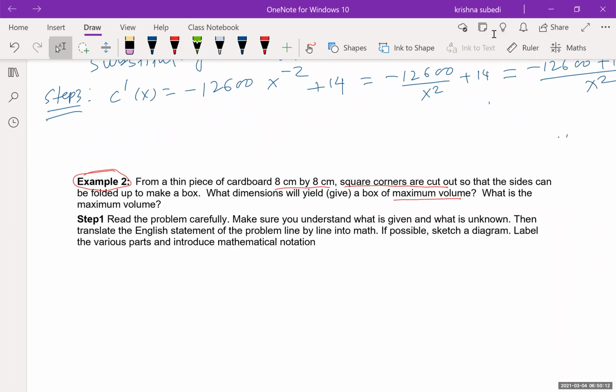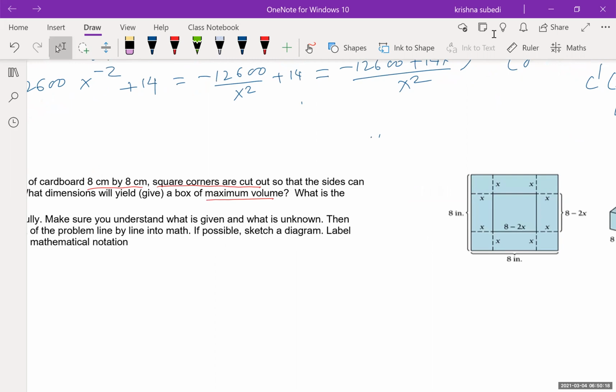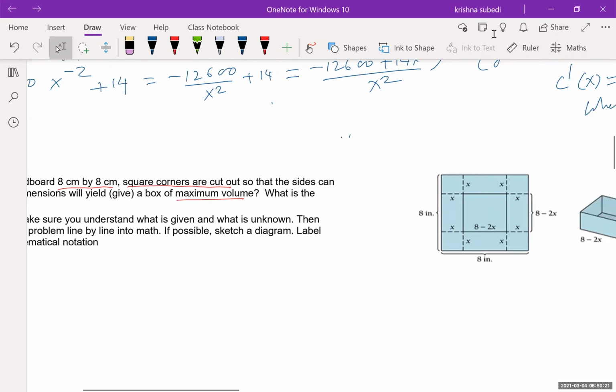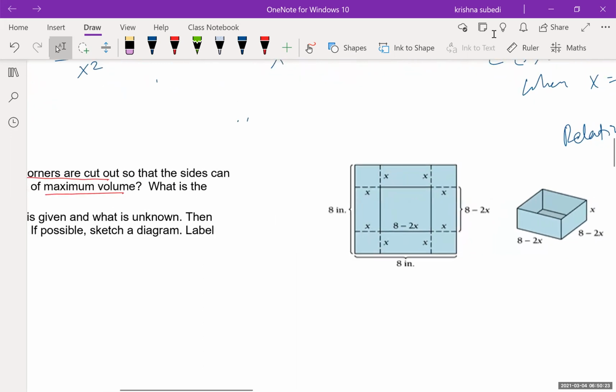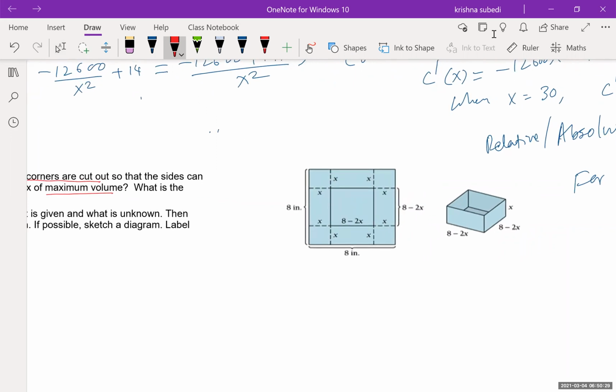Let's draw the diagram according to the information given in example 2. I believe you have already drawn the diagram, so check whether your diagram is like this. Remember, we are given a cardboard of 8 centimeter by 8 centimeter. This is a square cardboard, and the question tells us that you cut out some corners. You cut out this part, this, that, this part, and that.